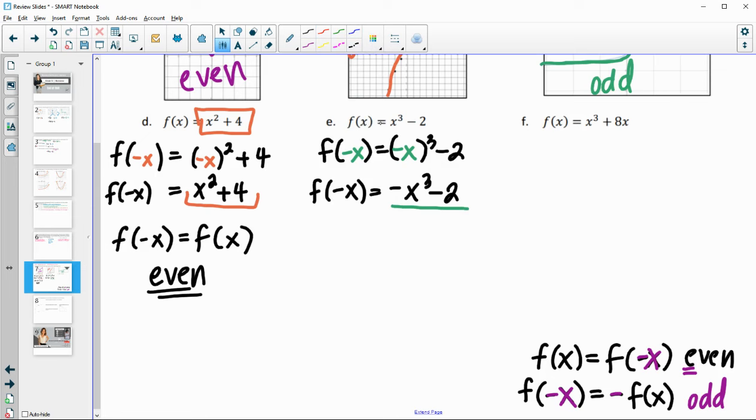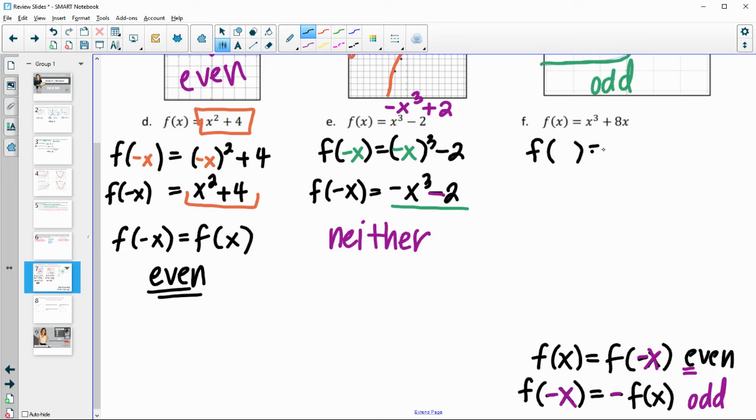And so remember that, here's our f of negative x. Now if I just did the opposite of this, it would be negative x cubed, and the opposite of negative 2 would be positive 2. So this doesn't equal our original function, and it doesn't equal the opposite of our original function either, because of this. So this is not part of the opposite. So this is neither even nor odd. It's not equal and it's not opposite.